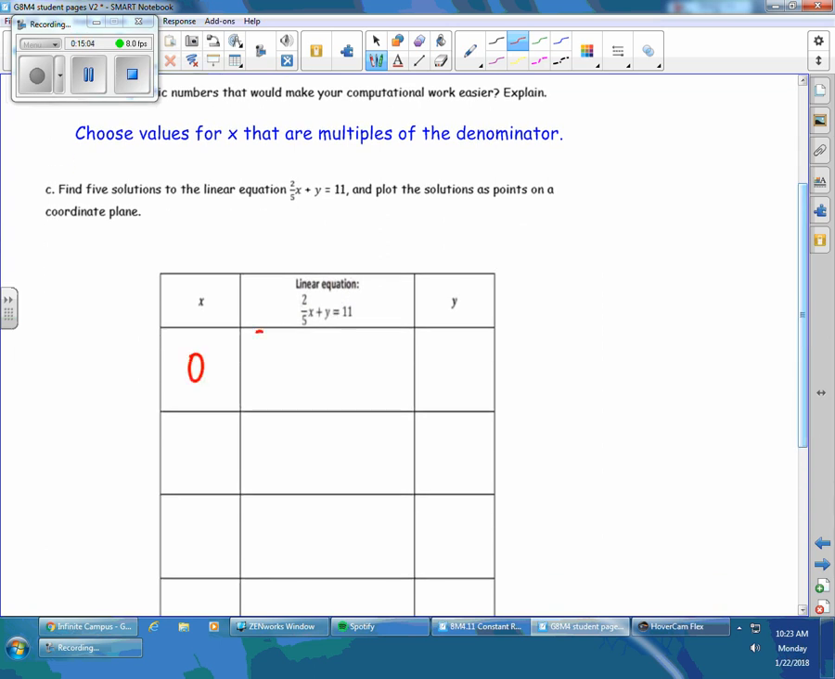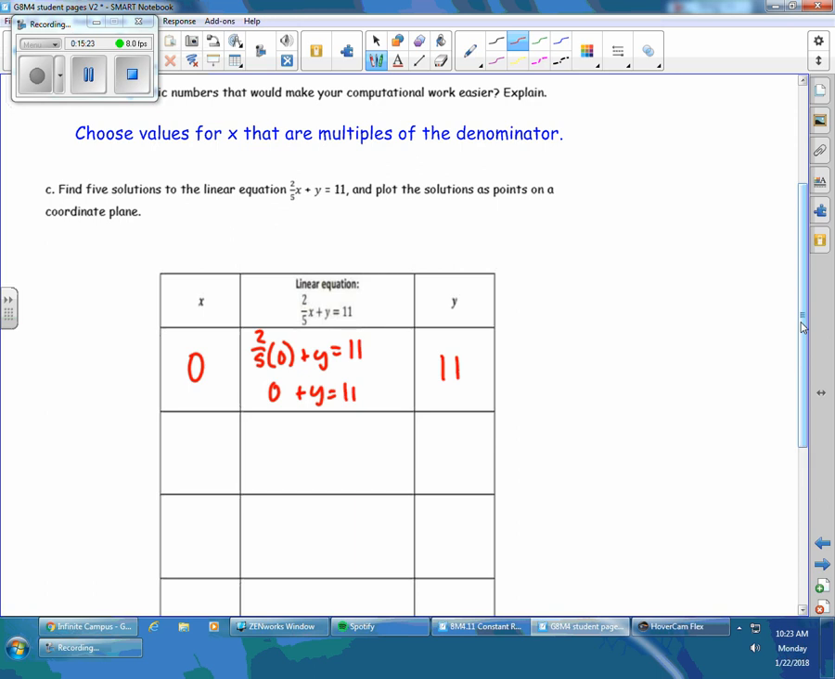So 2/5 times 0 plus y equals 11. So 0 plus y equals... I don't know why that second one isn't calculating in there. So 0, 11, I'm going to say is a good solution here.